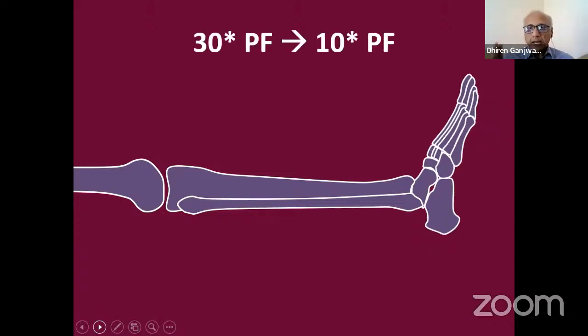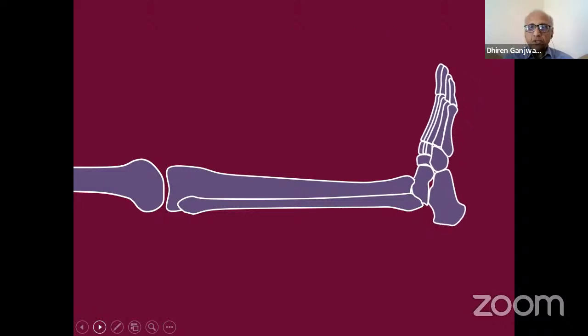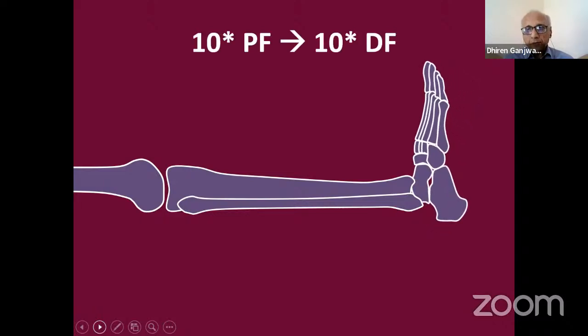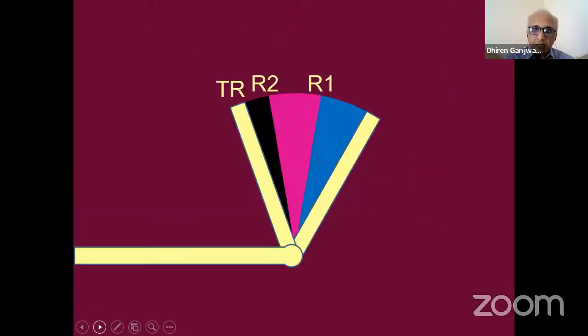So we applied a rapid stretch. We got a first catch at the 10-degree of plantar flexion. Then we applied a sustained stretch. And from 10-degree of plantar flexion, we got a further dorsiflexion up to 10-degree. And after that, further dorsiflexion is not possible.